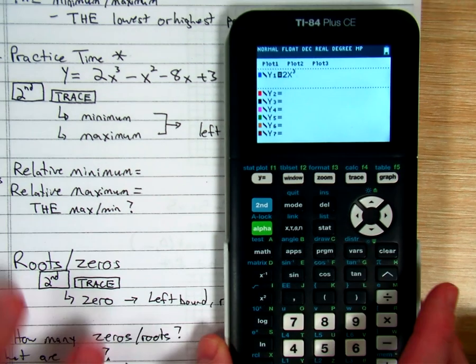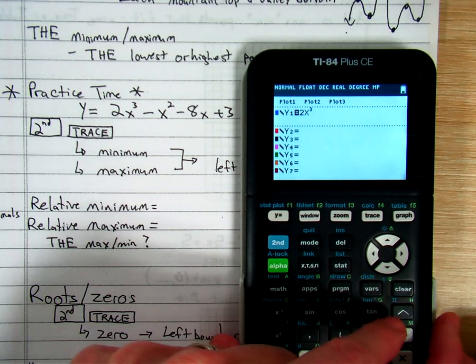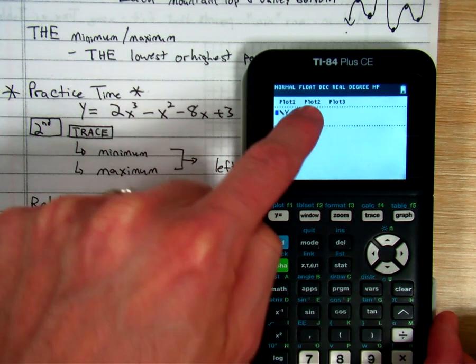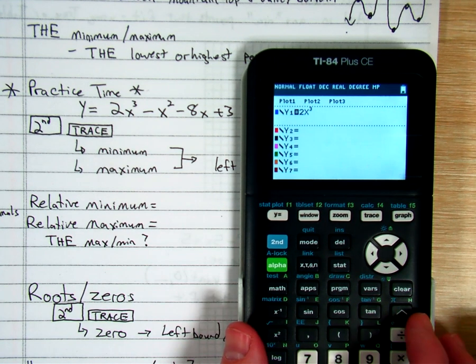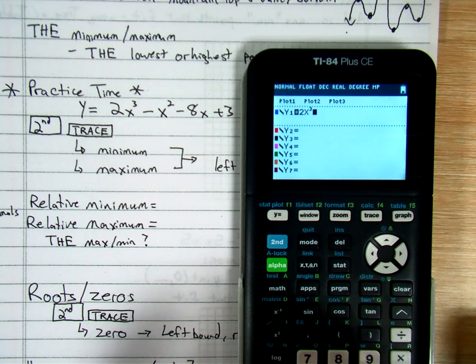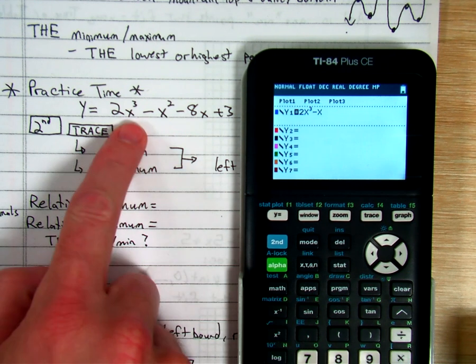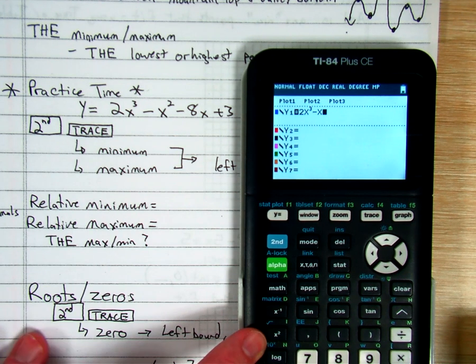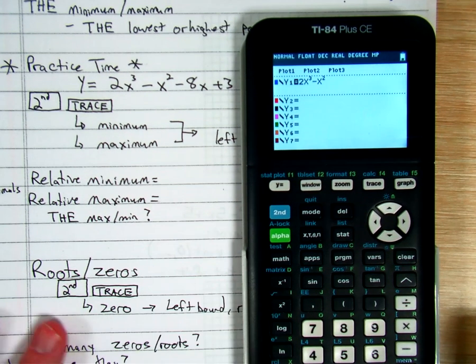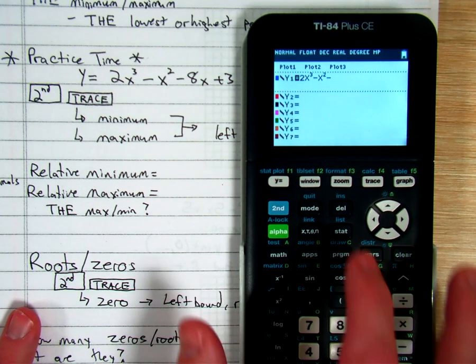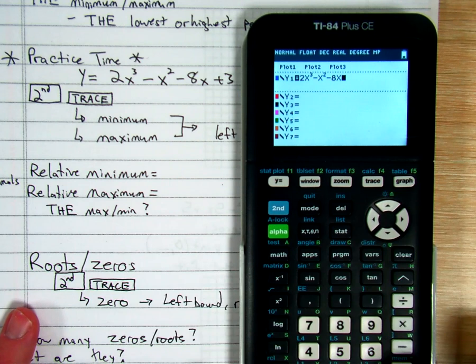If you have one that doesn't bump up, you're going to just see that symbol up there, and that's okay. 2x, you'll see the power symbol. 3, you're okay. All right, minus x squared has its own button over here by 7. Minus 8x plus 3. If you have any problems typing that in, rewind it a couple seconds there and watch that again.